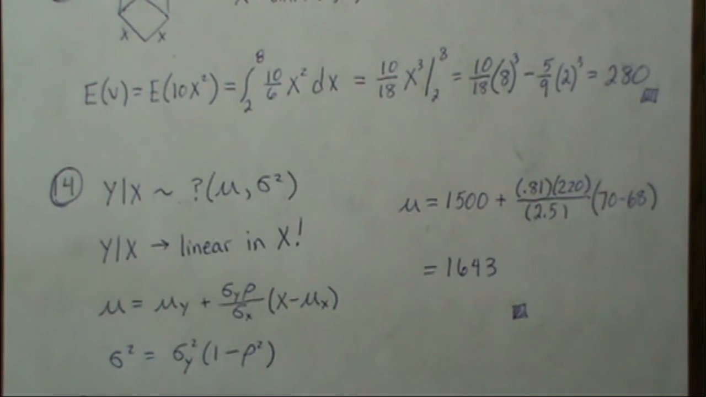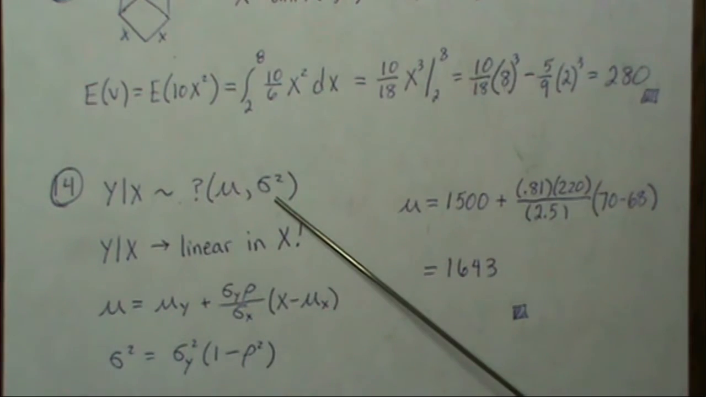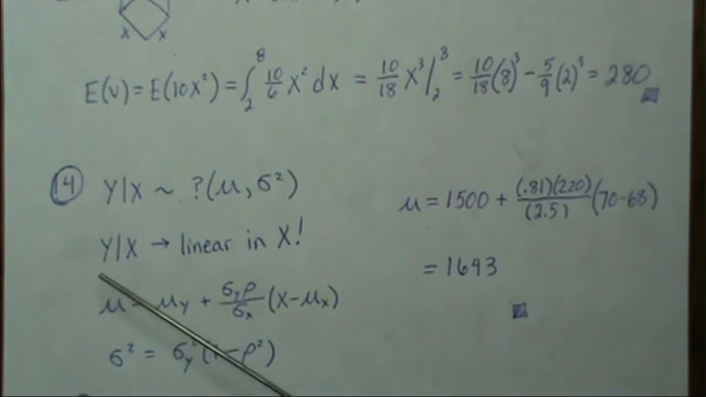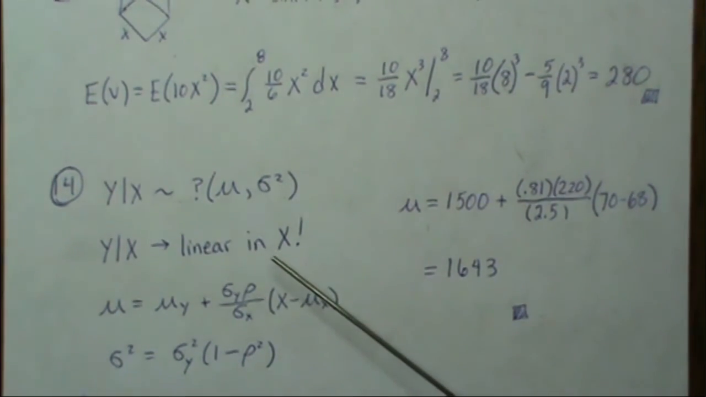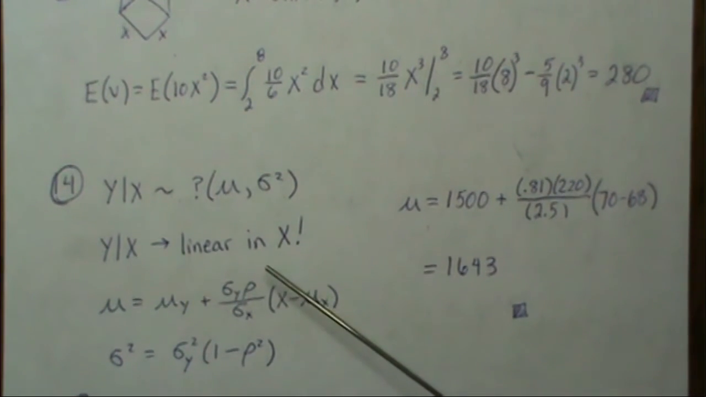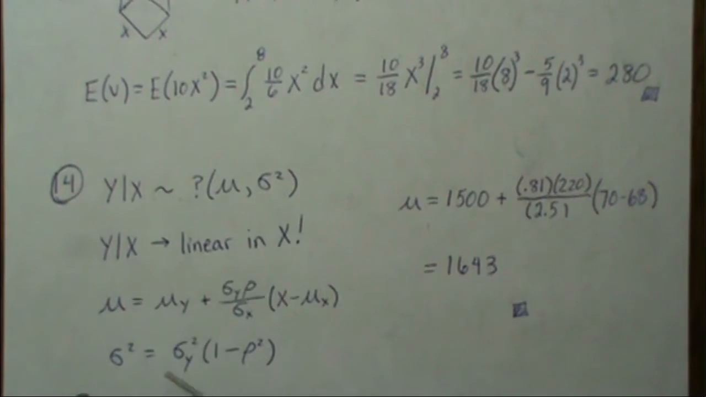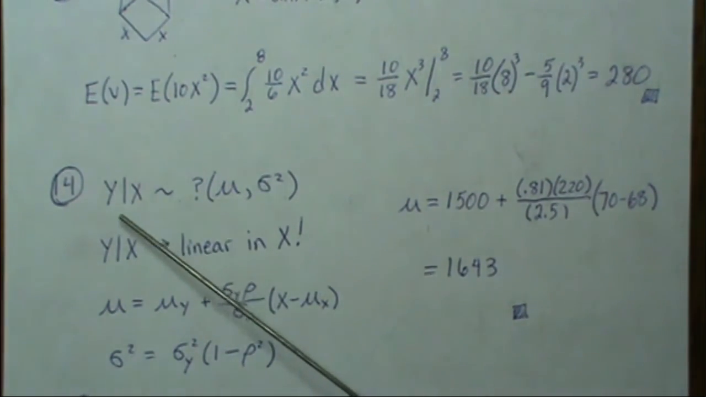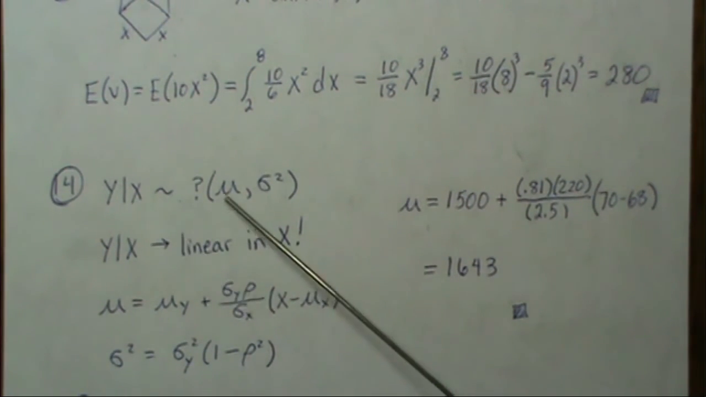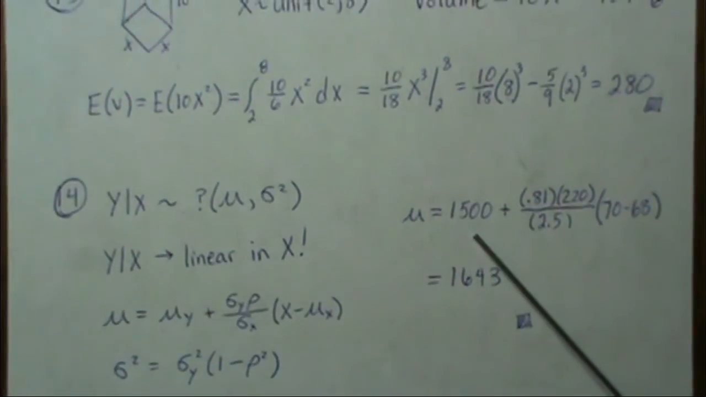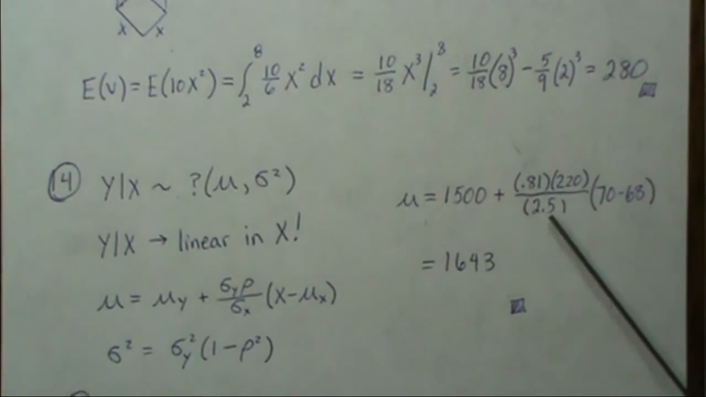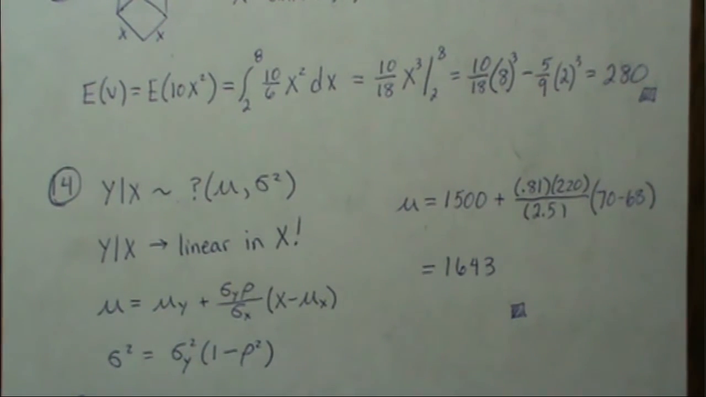Number 14, we're given that y given x is distributed somehow with a mean, mu, and a variance. But the equation is linear in x. So y given x is linear in x. It can be shown, and if I remember, I'll put a link in this video how to show that if it ends up being linear, that the mean has to be this and the variance has to be this. So those go up here. And so the mean of y given x, or y regressed on x, is this. So you just plug in values, and we're given it's 1500 and 0.8, 220. Anyway, so it reduces to 1643.